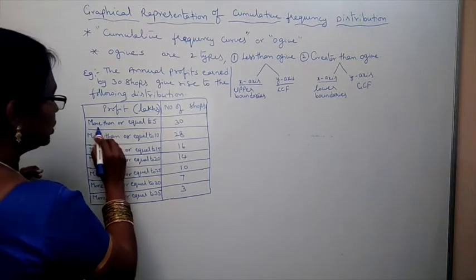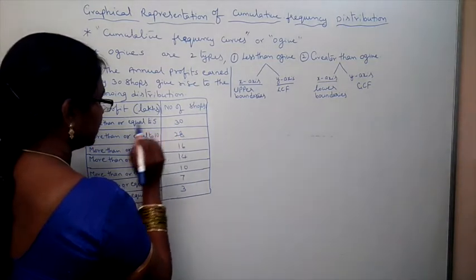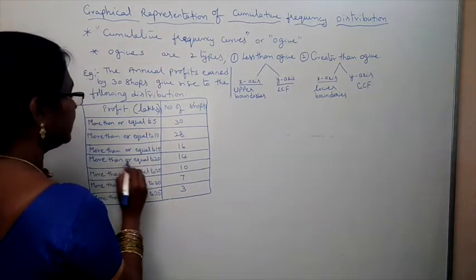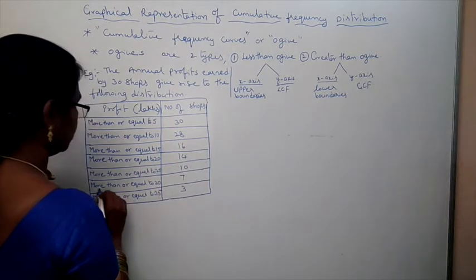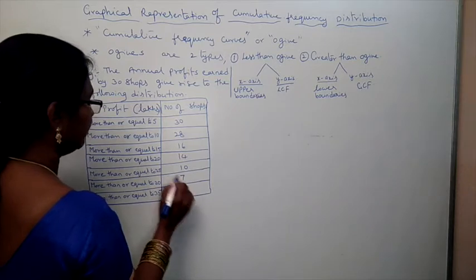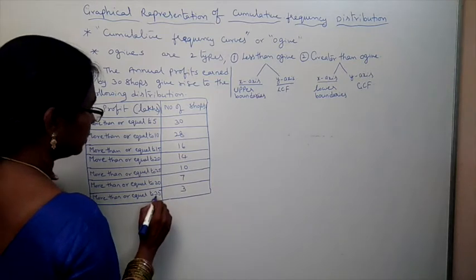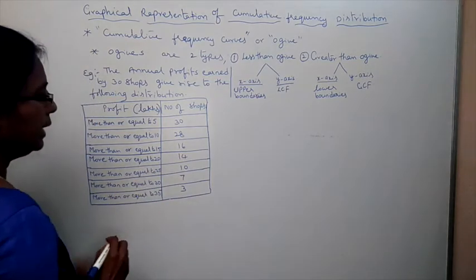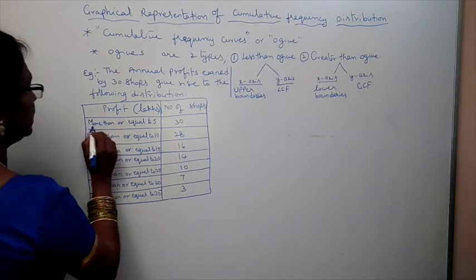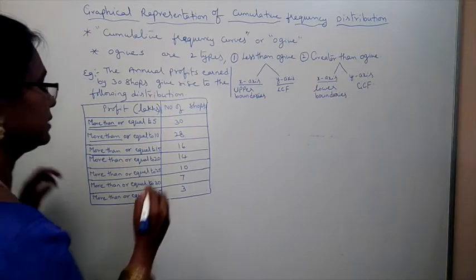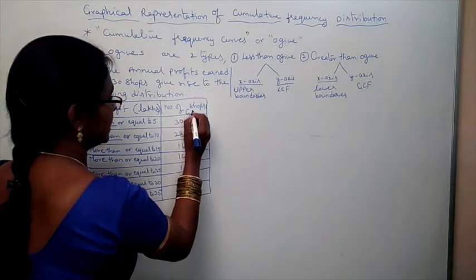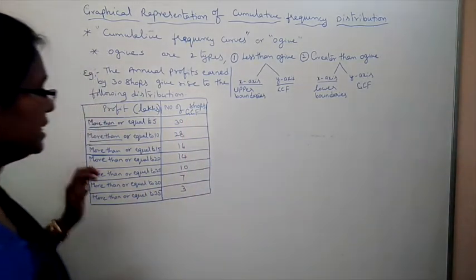Sorry. Now, more than or equal to 5, 30 shops. Then more than or equal to 20, 14 shops. More than or equal to 25, 10 shops. More than or equal to 30, 7 shops. More than or equal to 35 lakhs, 3 shops. Now, here, when they give more than, that frequency is GCF.